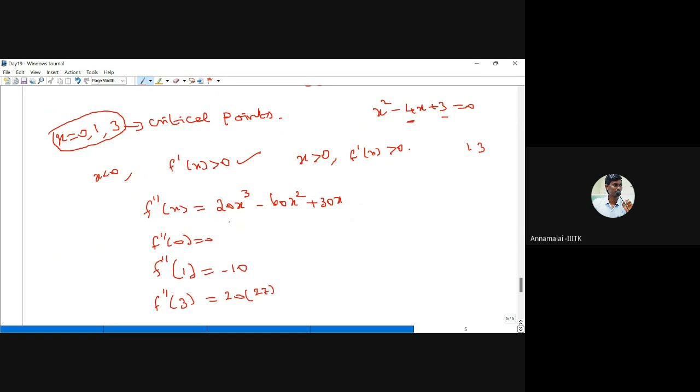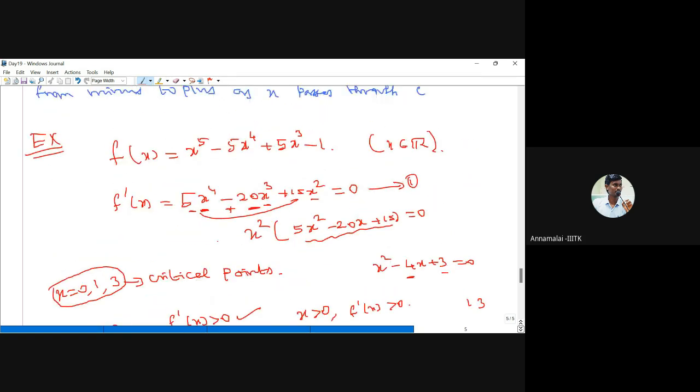For x equal to 3, we get a positive value, sir. Yeah, okay. For a positive value, here you'll get a negative value. So for what values of x? If f double dash is negative, then this is a maximum value. So at the point x equal to 1, you'll get the maximum value. You substitute x equal to 1 in the given f of x, you'll get a maximum.